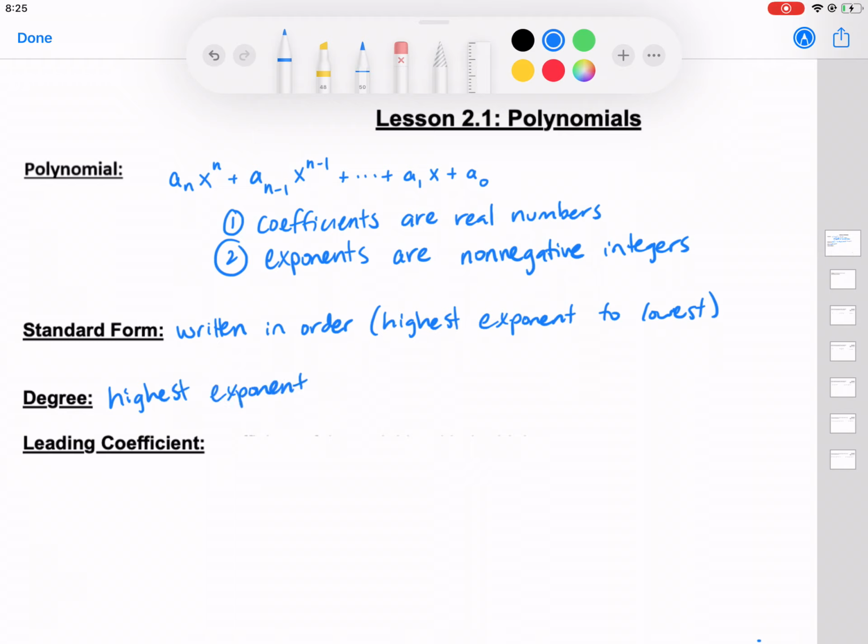And then the leading coefficient is the first coefficient when the polynomial is in standard form. Meaning it's got to be the coefficient of the term with the highest exponent. Okay, so those are kind of your basic definitions.